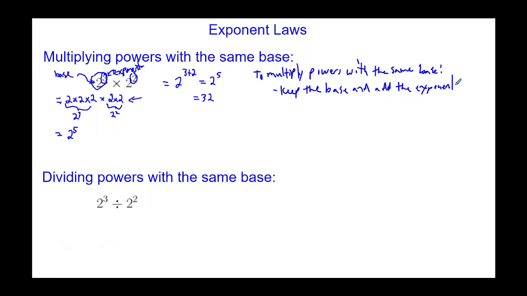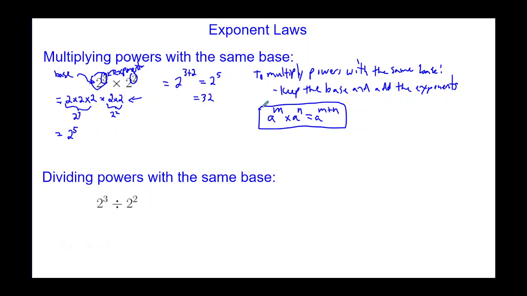A concise mathematical way to write this would be using something along these lines. We have a to the m times a to the n. So 2 powers with the same base, we're multiplying them together. We keep that base and add the exponents. So that is how we multiply powers with the same base.